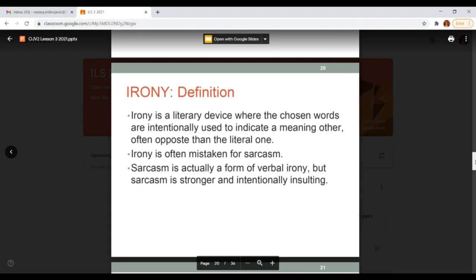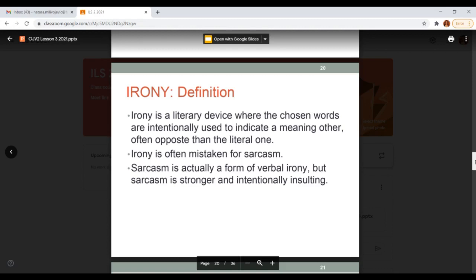And again, we are going to start from this basic definition where we define it as a literary device, and we say that, just as in real life, which you probably know because you also use irony all the time, this is a literary device where the chosen words are intentionally used to indicate a meaning other and often even opposite from the literal or intended meaning.